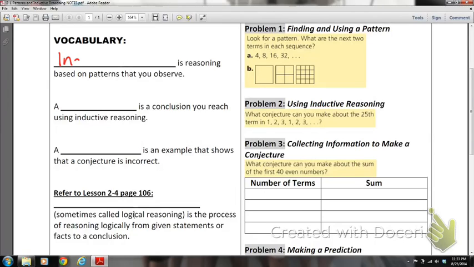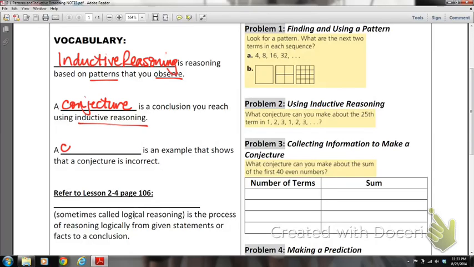Inductive reasoning is reasoning based on patterns that you observe. So a conjecture is a conclusion that you reach using inductive reasoning. So it's a conclusion based on patterns that you observe.